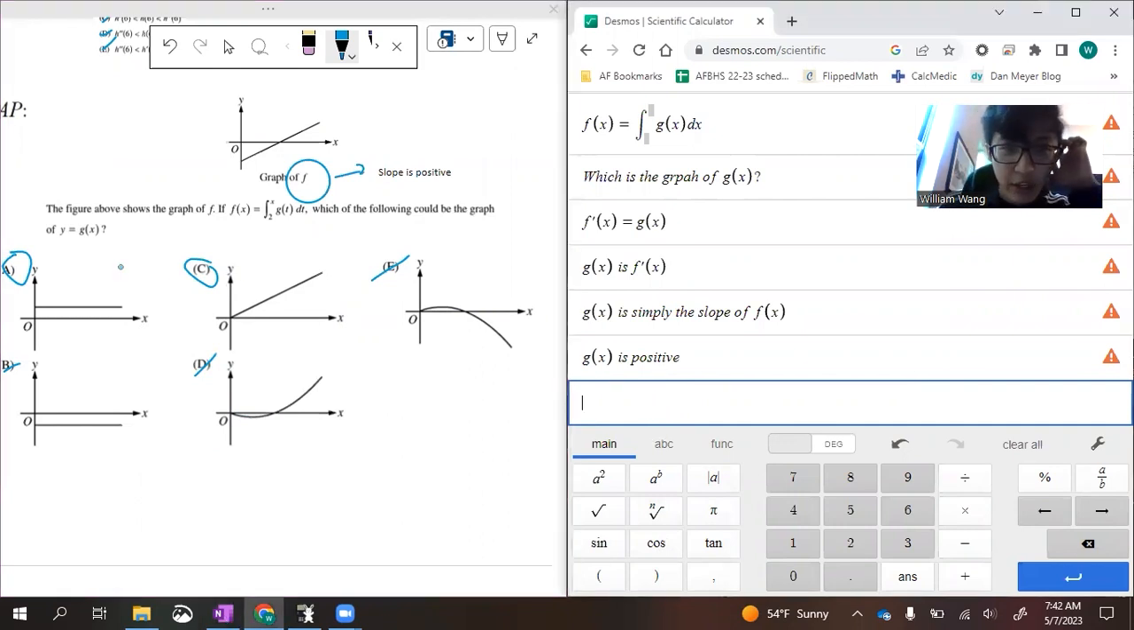Is it A or is it C? Well, I would start thinking about this. Clearly A is saying g of x doesn't change, right? It's this flat horizontal line, whereas C is saying that g of x changes. It changes like this, it's going up. Well, I'm going to think about this. The slope of f of x is positive, and does the slope change?